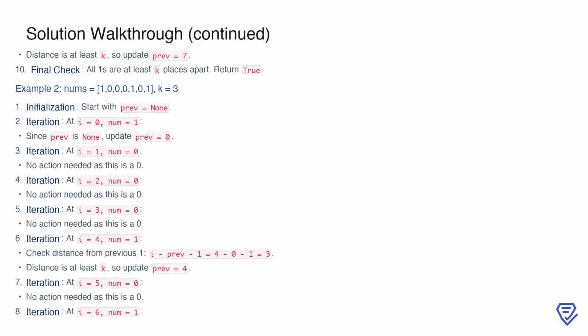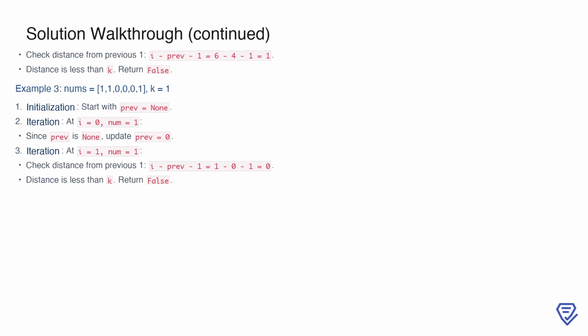At index i equals 5, the value is 0, so we continue. Then, at i equals 6, we find another one. Here, we check the distance from the previous one using the formula i - previous - 1, which gives 6 - 4 - 1 equals 1. This distance is less than k, so the condition is violated. As a result, we immediately return false.